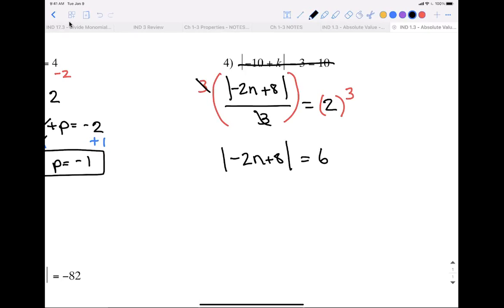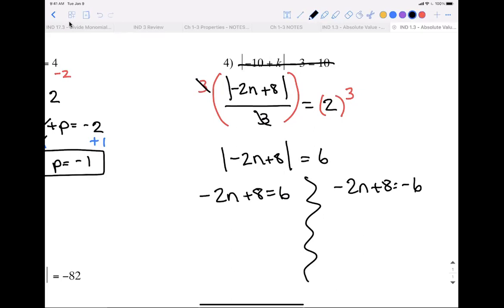Now I'm ready to bust it apart into two separate problems and drop the absolute value. So I'm going to have -2n + 8 = +6. And -2n + 8 = -6.